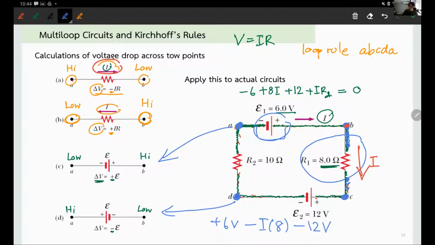And then now I want to come back from D to A. At this point, the current is flowing up. So I am in the same configuration as figure A. I am coming from high to low. So the potential difference from D to A is going to be negative I times 10. Okay, now I complete the loop. I equate this to 0. With me, guys?